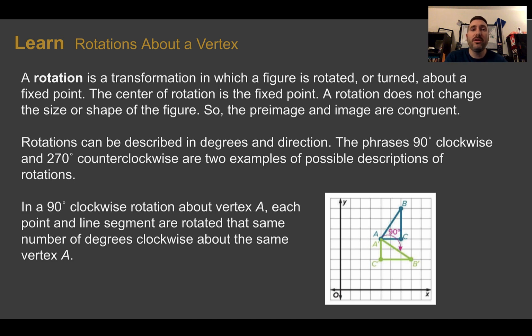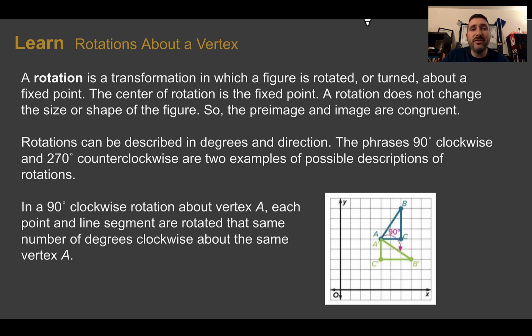Rotations can be described with degrees and direction. So the phrases 90 degrees clockwise, 270 degrees counterclockwise, those are examples of descriptions of rotations. And there are quite a few different ones, but what we're going to look at in this lesson are just the increments of 90. So in a 90-degree clockwise rotation about vertex A, each point and line segment are rotated the same number of degrees about the same vertex A.